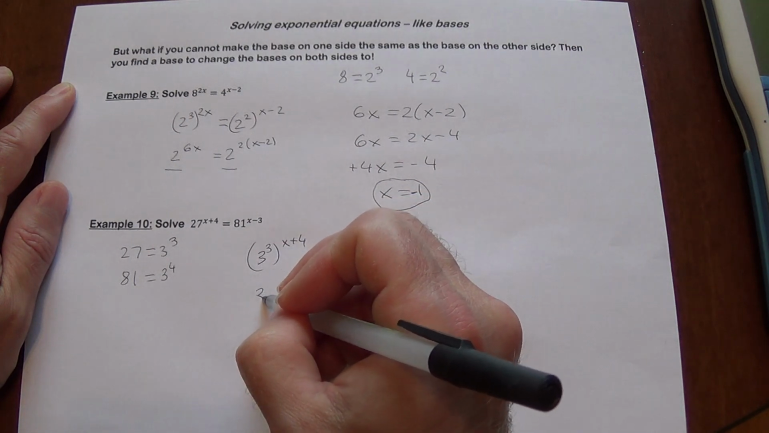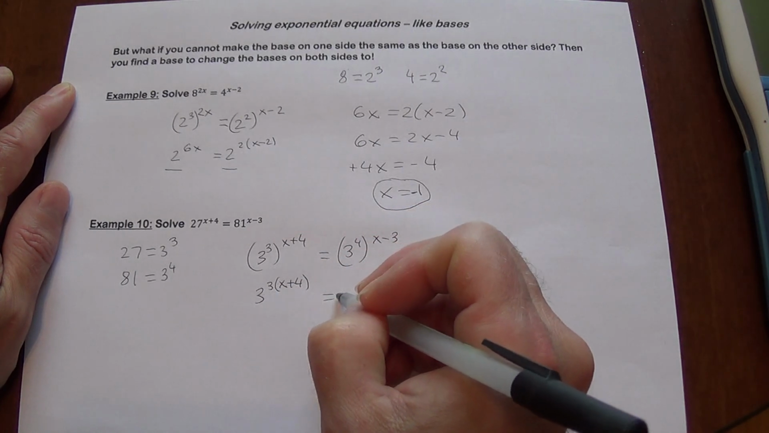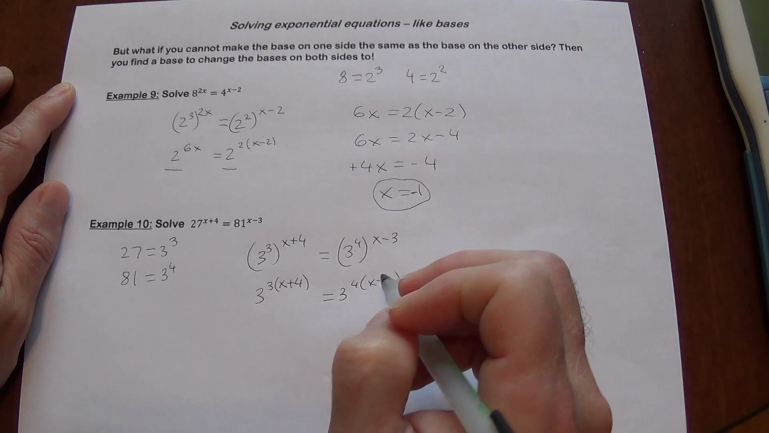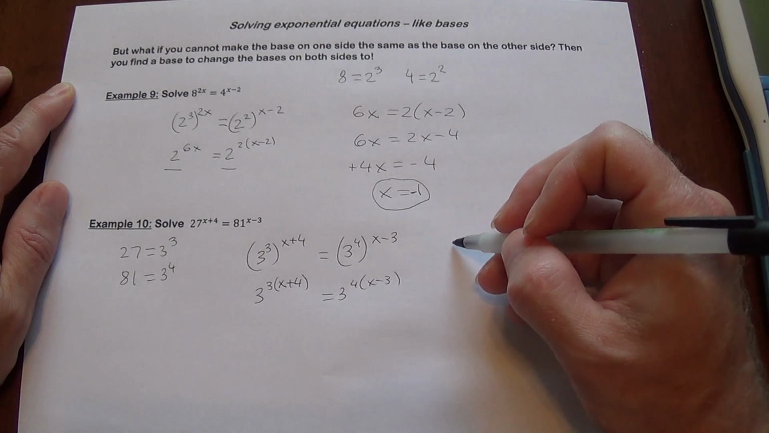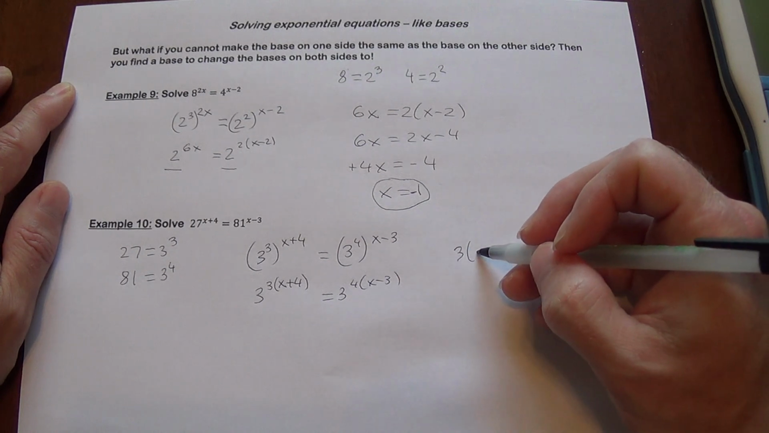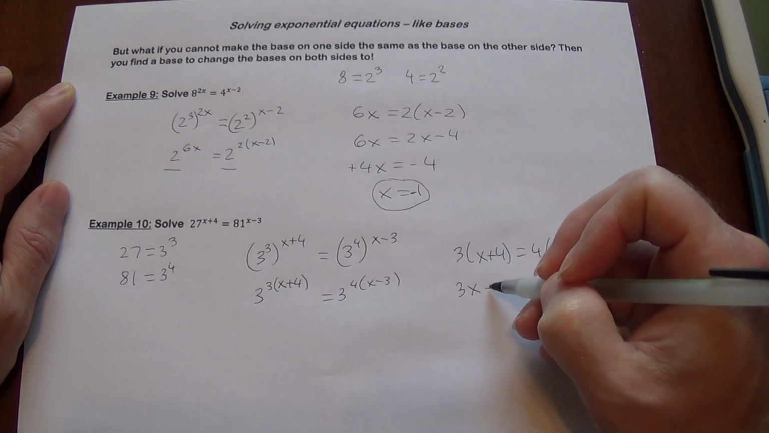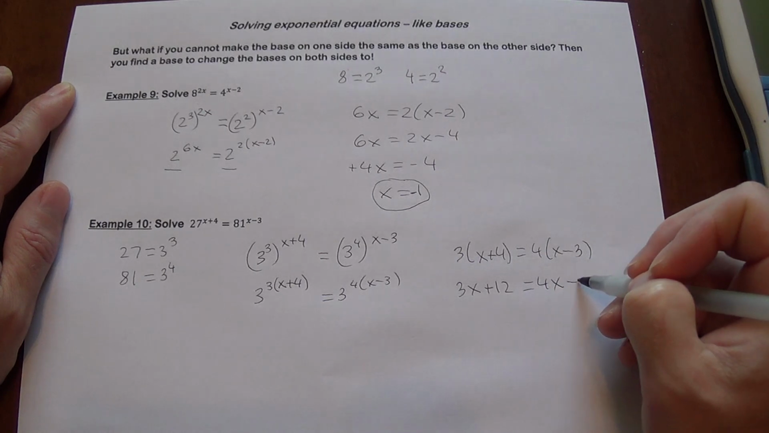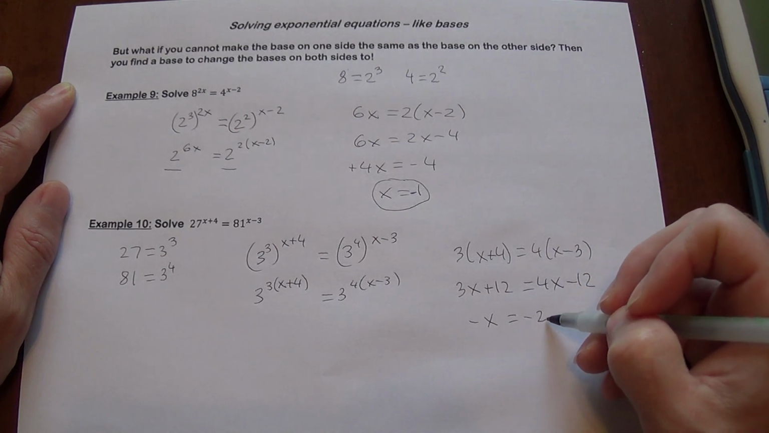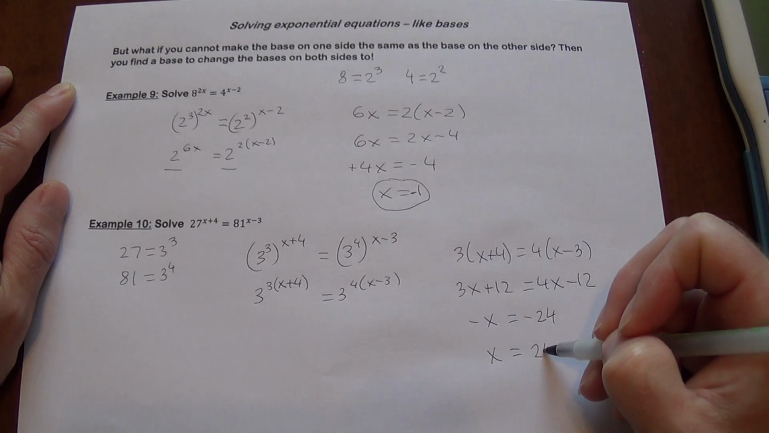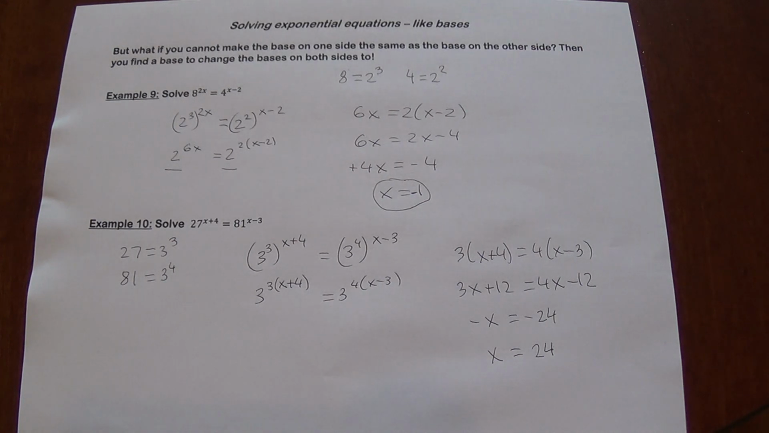We multiply the exponents, so we're going to get 3 to the power 3 times x plus 4 equals 3 to the power 4 times x minus 3. After that we can set those exponents equal to each other. We are going to get 3 times x plus 4 equals 4 times x minus 3. Distribute: 3x plus 12 equals 4x minus 12. And negative x equals negative 24. X equals 24.